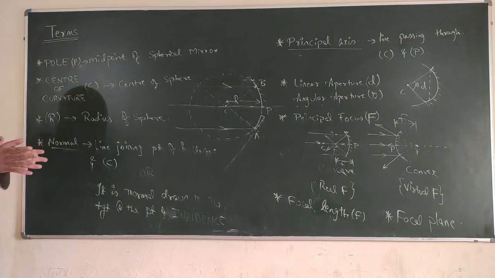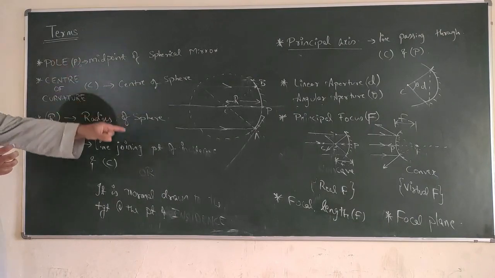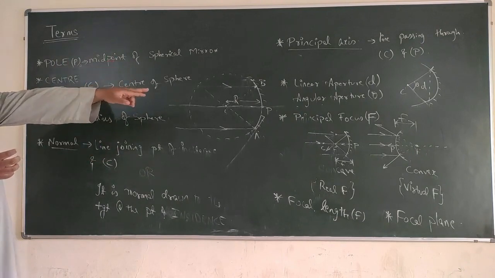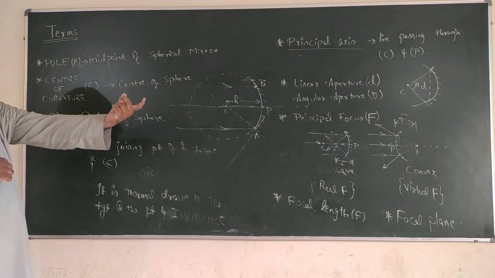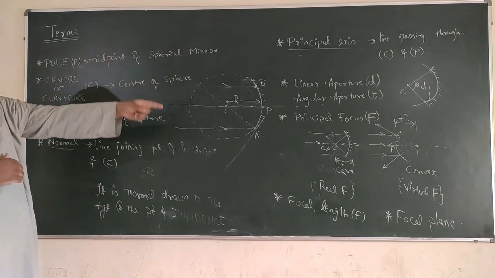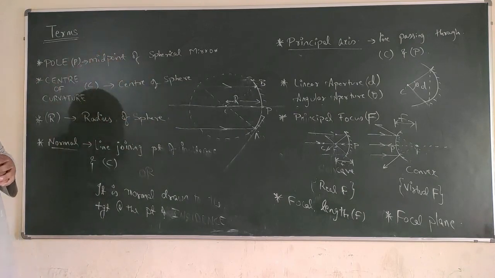Just to tell you once more. Pole is the midpoint of the spherical mirror. Center of curvature is the center of the sphere of which the spherical mirror is a part. Radius of curvature is the radius of the sphere of which the spherical mirror is a part.